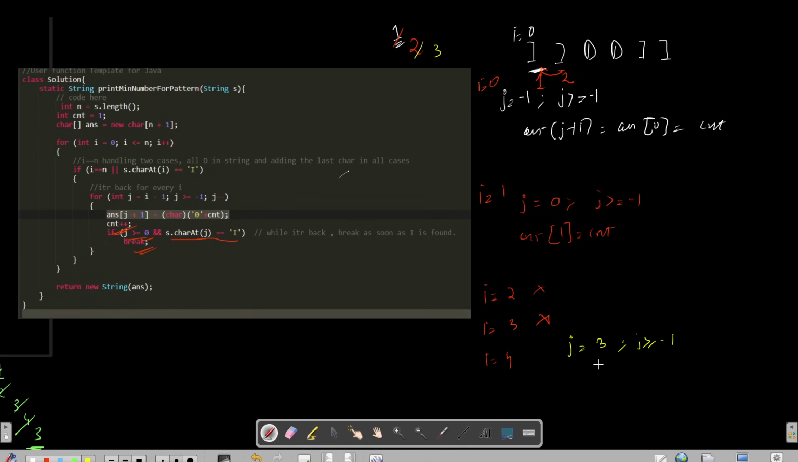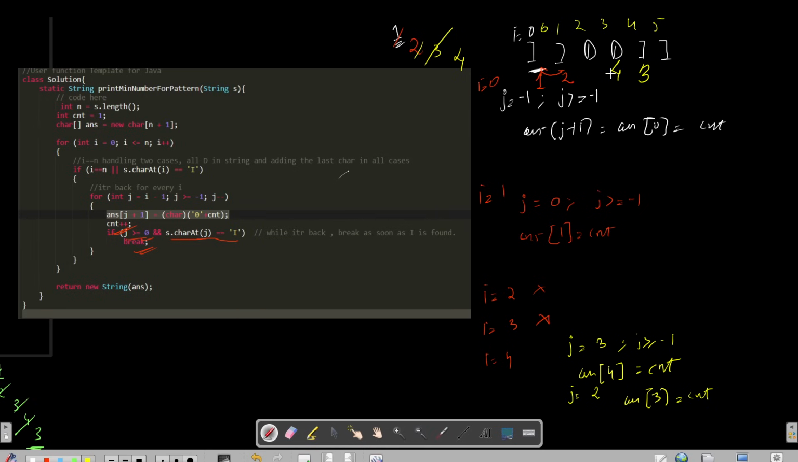So for j equals 3, answer of 4 would be updated, with indices 0, 1, 2, 3, 4, 5. Answer of 4 would be updated with the current count. Count is 3, so it would be updated with 3. And now your count has been increased to 4. Now again you move back, so for j equals 2, what will happen? You will update answer of 3 equals count. So count is again 4, so I'll update with 4.